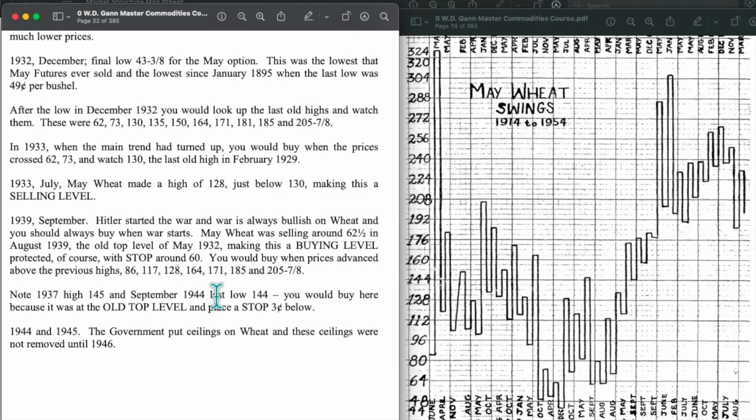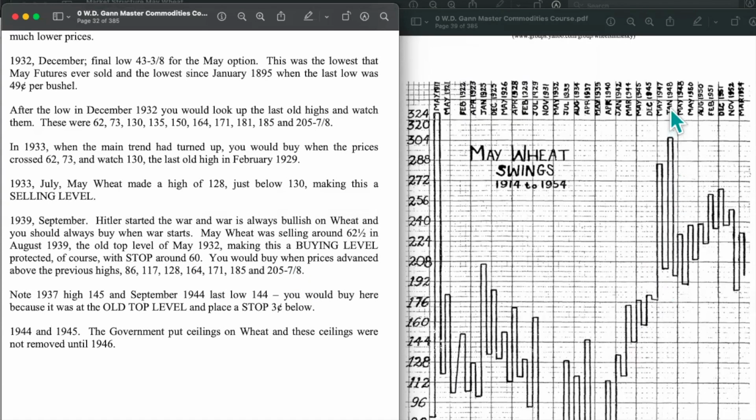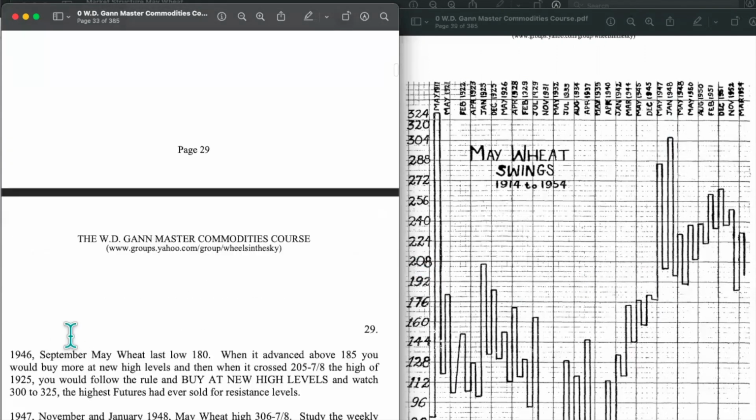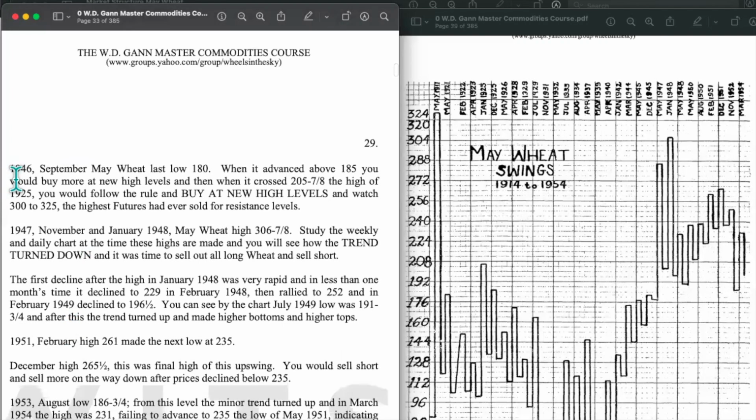From there onwards, it started moving up gradually one by one, and we again got a top. This top was somewhere around January 1948. So let's look for January 1948. This is 1944, 1945, and then we had 1946 when the high was 180.